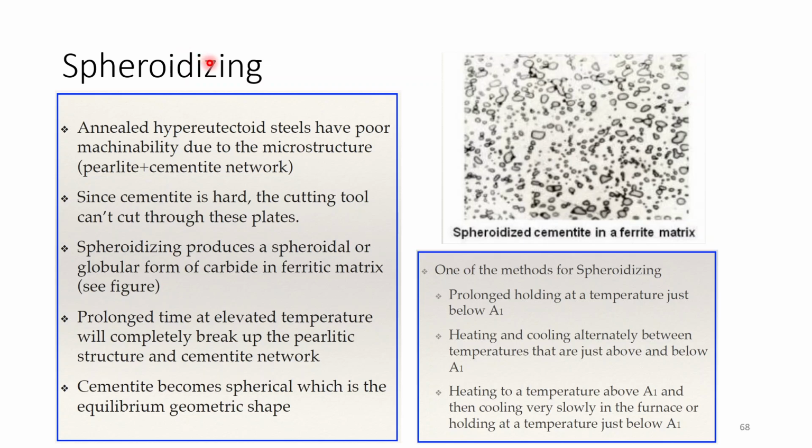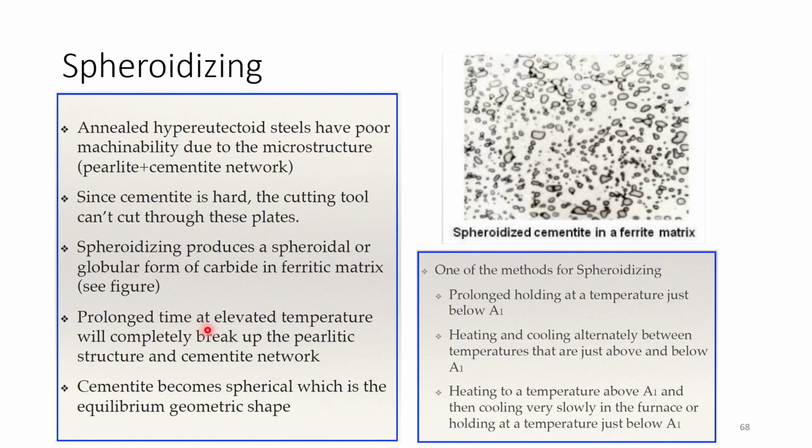The next process is spheroidizing. In this case, annealed hypereutectoid steels have poor machinability due to the microstructure, which is pearlite plus cementite network. Since cementite is hard, the cutting tool can't cut through these plates. Spheroidizing produces a spheroidal or globular form of carbide in a ferritic matrix, which can be shown here. So, spheroidized cementite in a ferrite matrix.